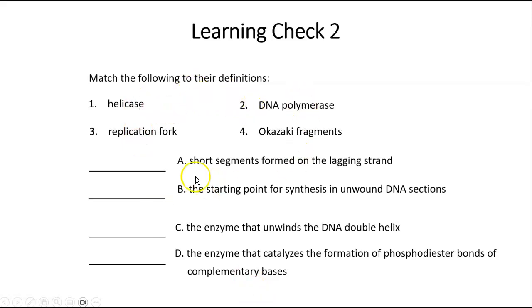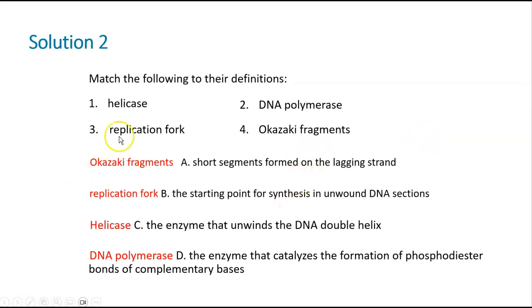So what is that? So this is a very important question. So you should be able to identify what the keywords are and what the enzymes involved are and their roles and what the definitions are for these different keywords. So let's see the answers. The answers are given here. You will have similar questions in your homework as well.